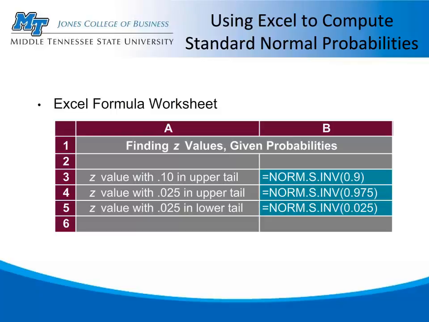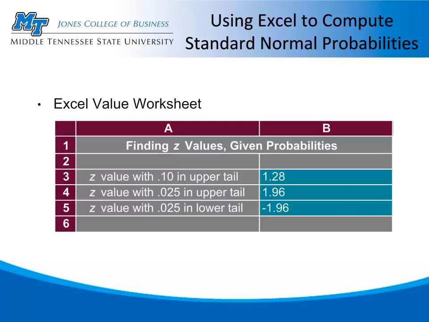Now in 4a, it says we want the z value where there's 2.5% in the upper tail. Well, if there's 2.5% in the upper tail, the function works on the lower tail. There's 0.975 in the lower tail. So feed that into the function, and that's going to get you the z value. Now number 5, it's built for the function. You want the z value where there's 2.5% in the lower tail. Well, that's what the function needs. What's in the lower tail? What's on the left-hand side? What's less than or equal to? So you put that 0.025 into the function, and it'll give you the z value.